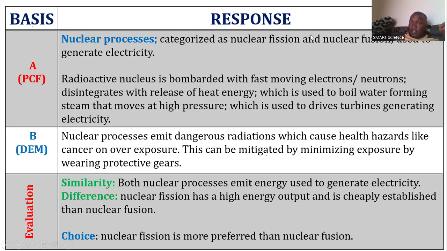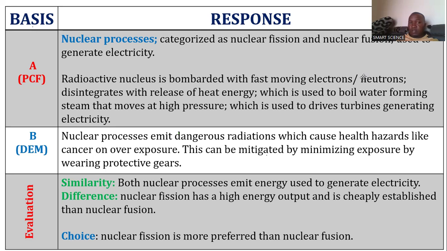Under nuclear processes, we look at basically being categorized as nuclear fission and nuclear fusion, and they are used to generate electricity. In this area, we look at radioactive nuclei. In this area, you have to describe how the function is carried out.